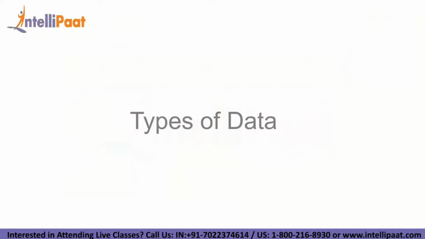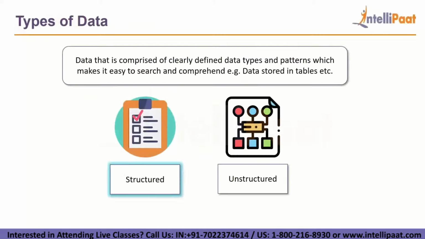So the first thing that we have to understand is the types of data. Data can be of several types, and discovering these types of data can be different from one another. The two kinds of data available are structured and unstructured. Let us discuss them briefly one by one. Data that is comprised of clearly defined data types and patterns, which make it easy to search and comprehend, e.g. data stored in tables, is called structured data. Think of data stored in your SQL databases, in which you have tables, columns, foreign keys, primary keys, and all of that. That's called structured data. It has a structure to it. You can see the structure repeating in multiple columns.